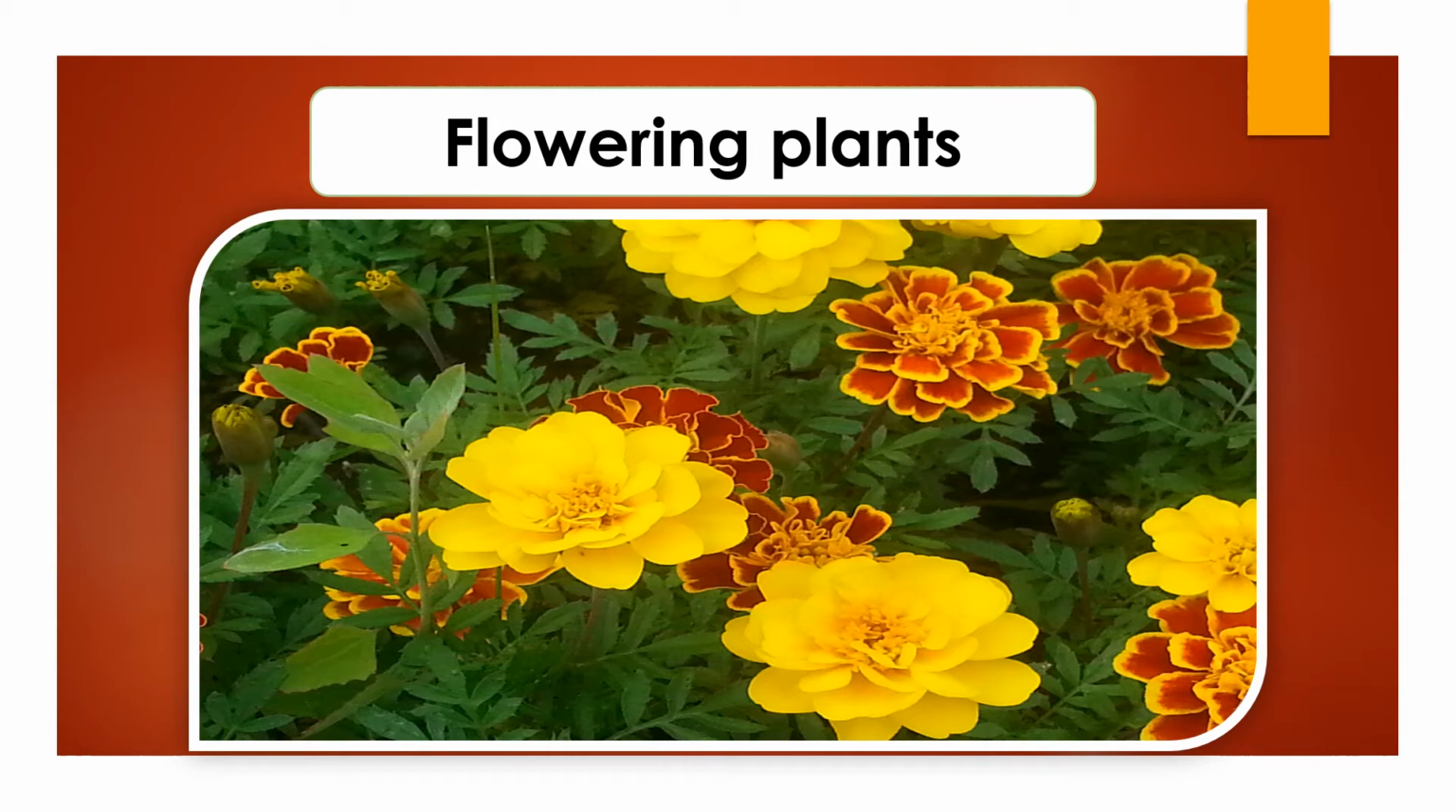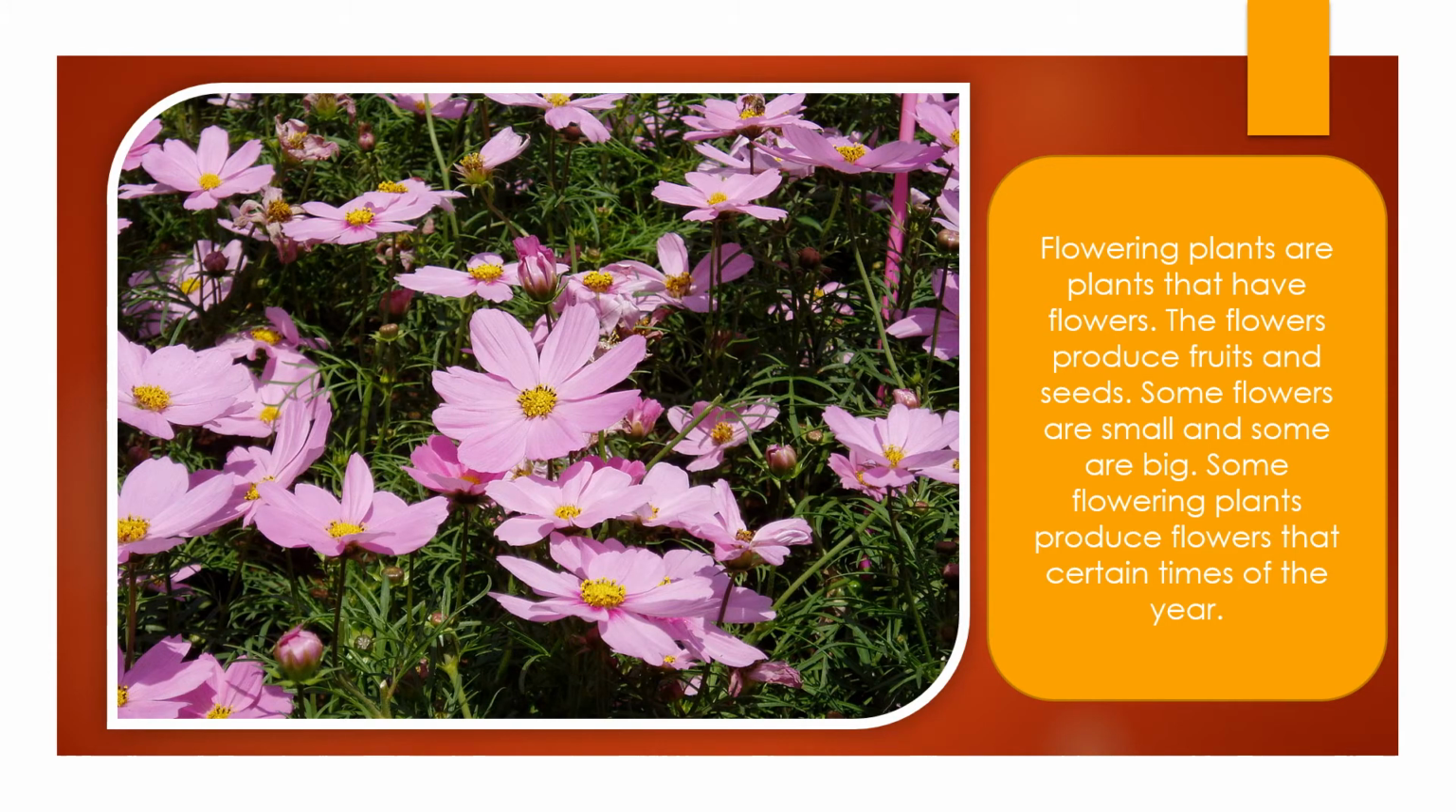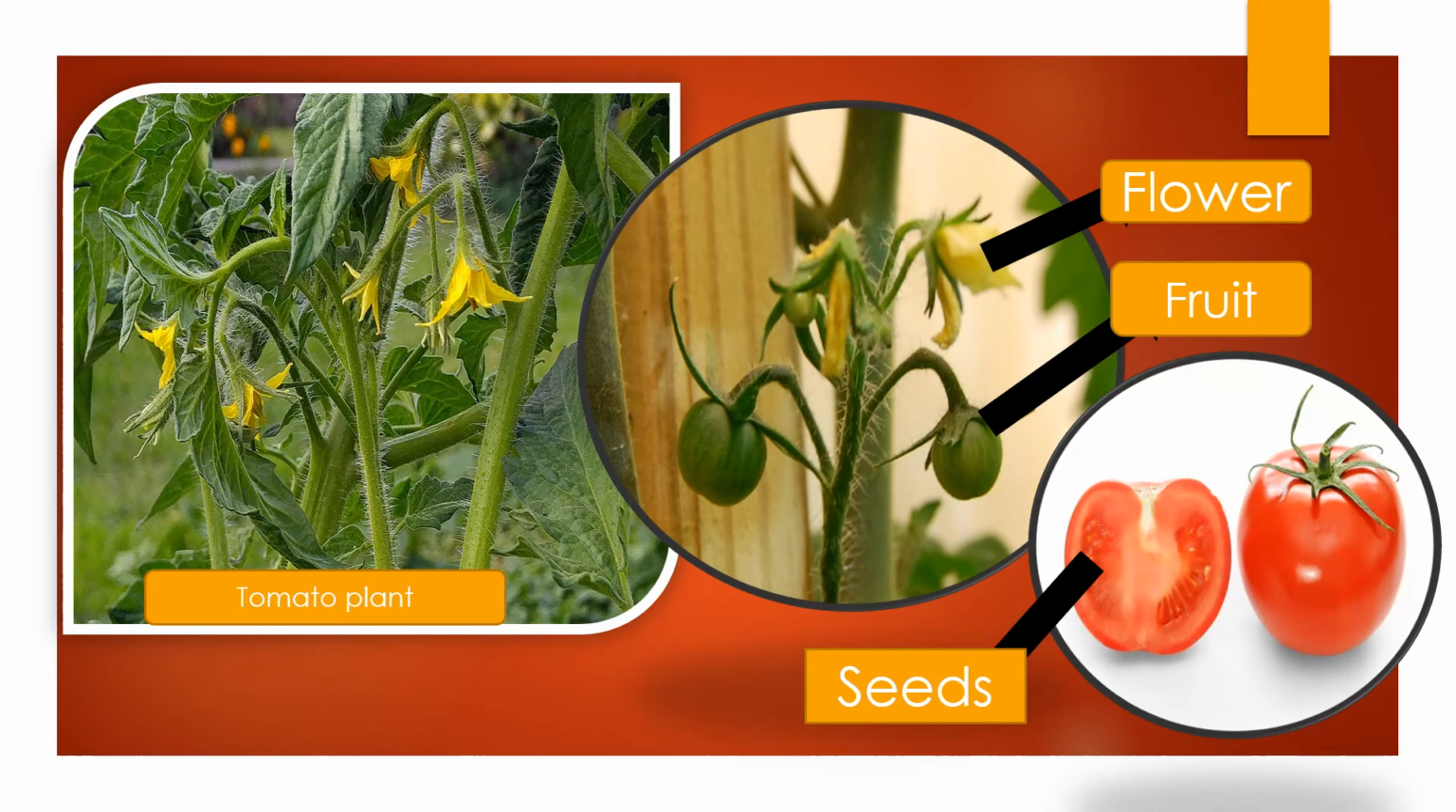Flowering plants. Flowering plants are plants that have flowers. The flowers produce fruits and seeds. Some flowers are small and some are big. Some flowering plants produce flowers at certain times of the year. This is an example of a flowering plant. Tomato plant. This is the flower. This is the fruit. These are the seeds of the tomato plant.